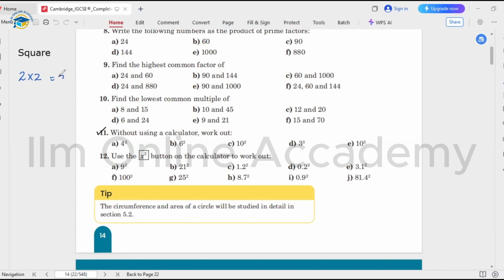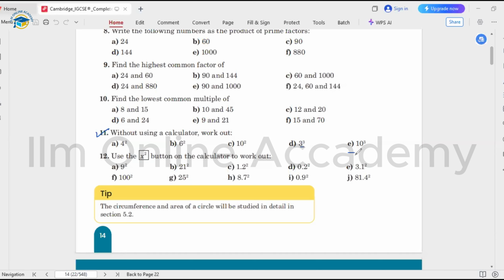And for this, you can represent the number in the form of a power, like 2 square. Similarly, 4 times 4 can also be written in the form of square, like 4 square. Similarly, 11 times 11 is 11 square. You can even write decimal numbers as well. Like if I have 2.3 times 2.3, I can also represent it as 2.3 square. From question number 11 and onward, they are asking that without using the calculator, we need to work out the answers for all these squares and so on.